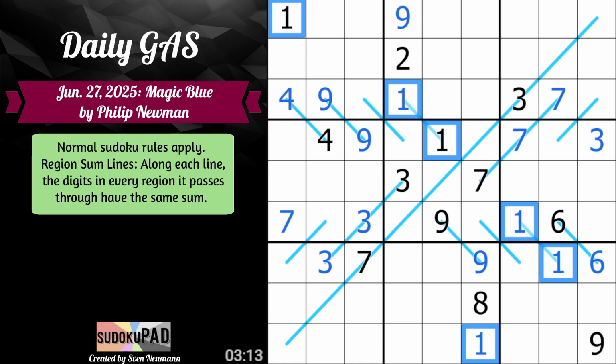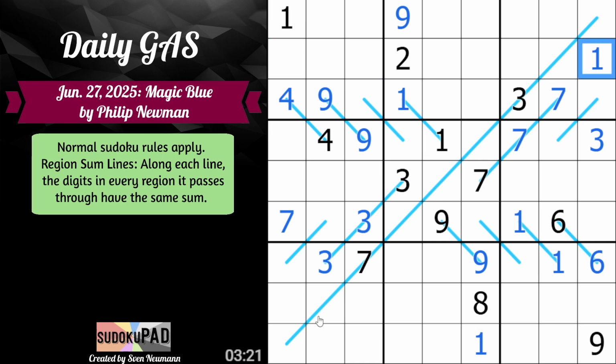All right. And what does that do for us here? I guess 1, 1 gives us the 1. That would give us the 9 here. Similarly, so then we're just left with an X-wing on 1s. 1 between these two cells, 1 between these two cells.